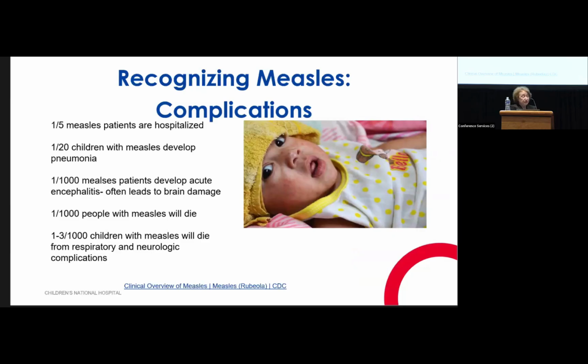1 out of 5 patients who have measles are hospitalized. 1 out of 20 children with measles will develop pneumonia and require hospitalization. 1 in 1,000 measles patients will develop acute encephalitis, which often results in brain damage. 1 in 1,000 will die, and 1 to 3 children out of 1,000 with measles will die from pulmonary complications, such as either bacterial infection or measles pneumonia, or neurologic complications.